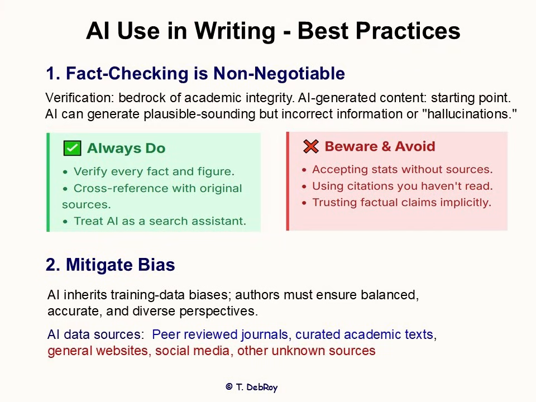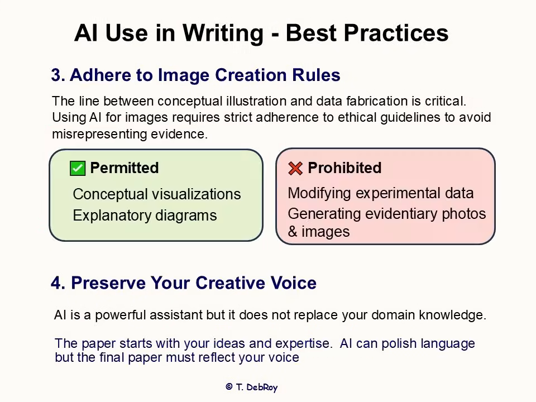At the core of responsible AI use in scientific writing is the preservation of the author's intellectual voice and analytical judgment. AI should function as a supportive tool to enhance clarity and efficiency, not as a substitute for critical thinking, domain expertise, or scholarly accountability. AI use in writing, best practices.